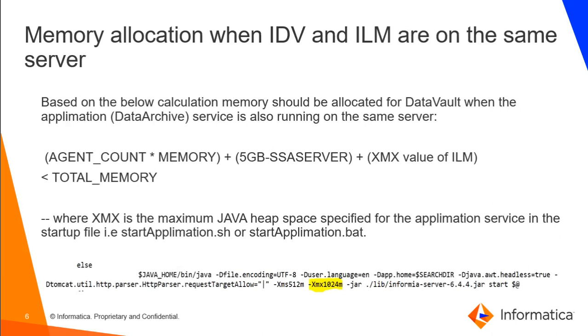When the ILM and IDV are running on the same server, we need to add one more value to the calculation given above: the XMX value of the ILM service. This can be captured from the start application.sh file which exists under the ILM home, which we use to start the ILM service. The XMX value is the maximum heap space which can be utilized by an ILM process. So this memory has to be added. In this case, it is 1024M, that is 1 GB. So this should be added to the above calculation. Accordingly, we need to make sure that it is not crossing the total available memory on the server.